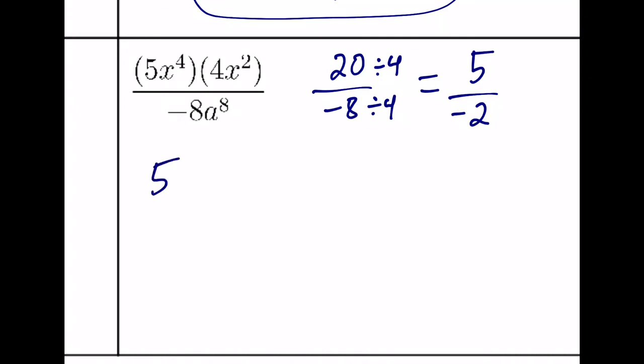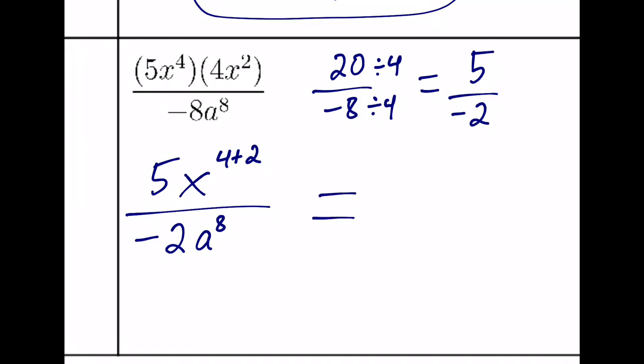So I'll start with 5x to the 4 plus 2. Since they are being multiplied, I can add those powers. And in the bottom, negative 2 times a to the 8th. The last step is to add together 4 and 2. So it's 5x to the 6th divided by negative 2a to the 8th.